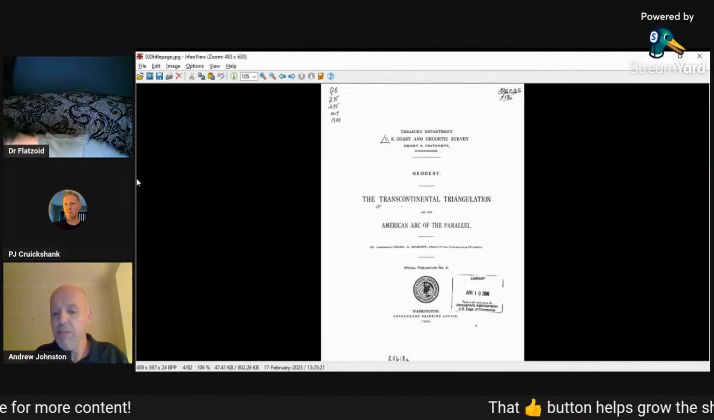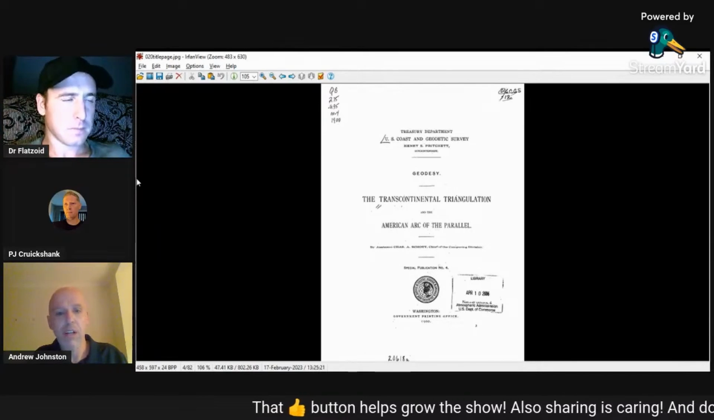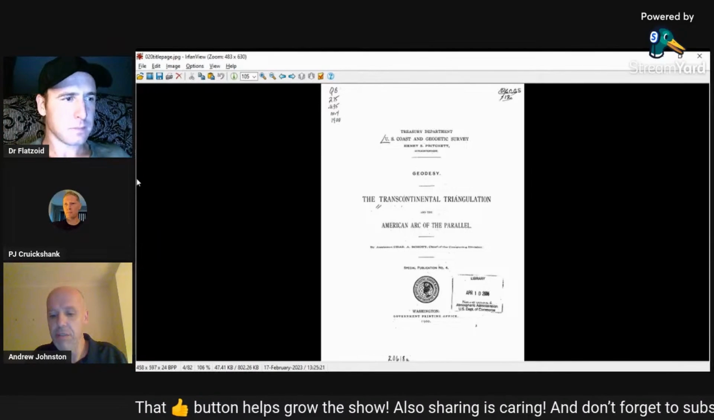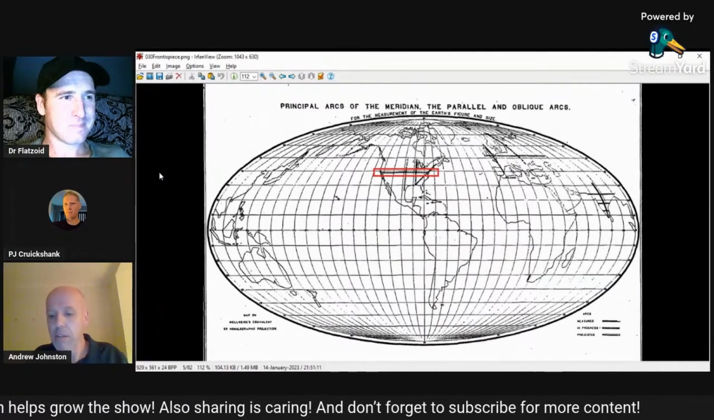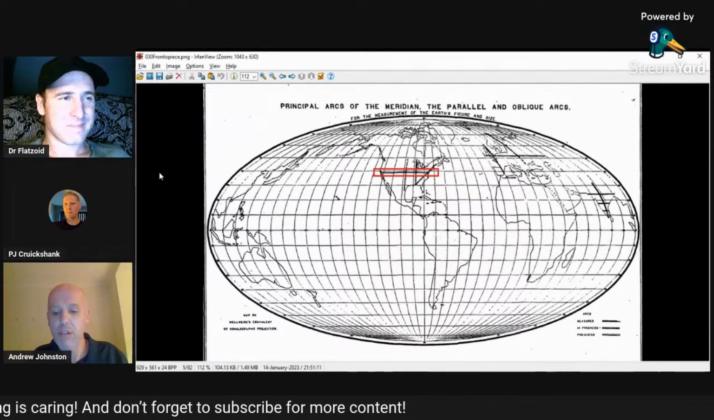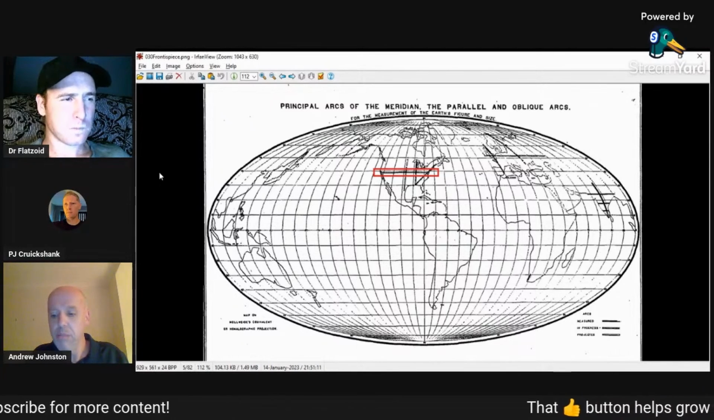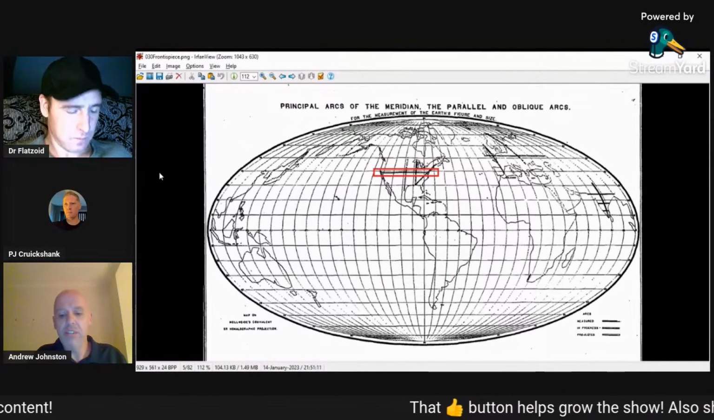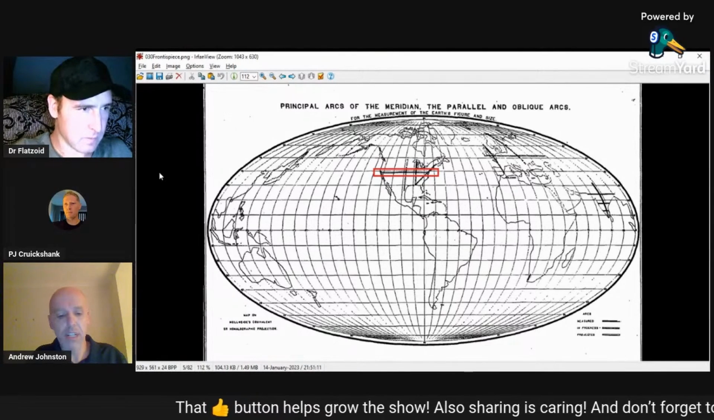Okay, my main reference will be the Transcontinental Triangulation and the American Arc of the Parallel by the US Coast and Geodetic Survey. This was, as the name suggests, highlighted there in red, a geodetic survey across the full width of the North American continent, roughly following the 39 north latitude line. The principal field work was done between 1872 and 1898, and the book, The Results, was published in 1901.